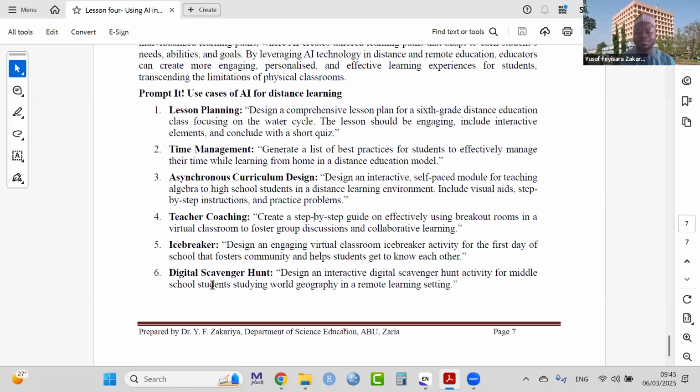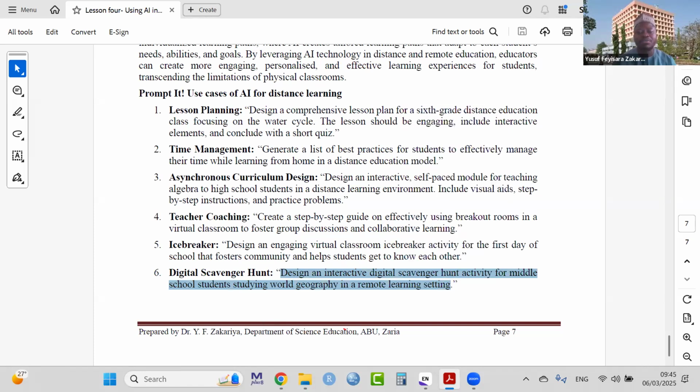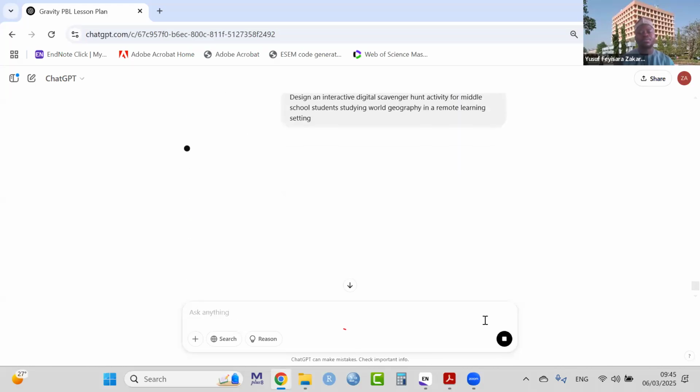This is a game. Okay, and I think we should take this one. Design an interactive digital scavenger hunt activity for middle school students studying world geography in a remote learning setting. Let us run this code and let it be the final prompt we are running today. So I mentioned the fact that you can always use AI to do what? To design some games, non-digital games that can easily be implemented in the classroom. All right? So let's see what is coming up.